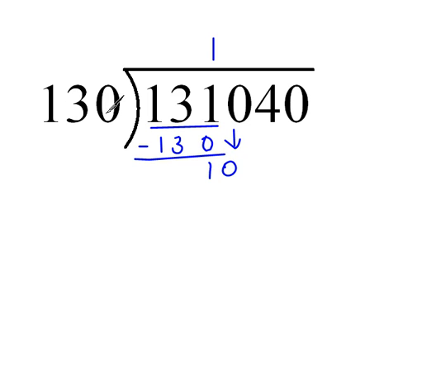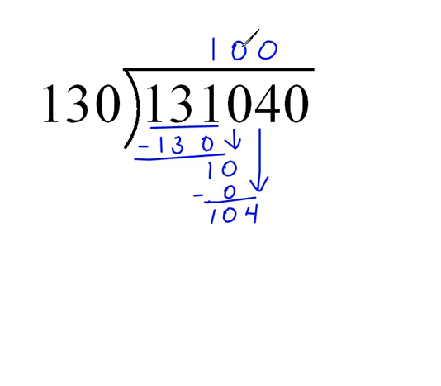So how many times will 130 go into 10? Well, that would be 0 times. 0 times 130 is 0. And then when we subtract, we get 10 left. Now we can drop our next digit, which would be a 4, and begin again. What times 130 would give us 104? Nothing. 104 is too small. So again, it would be another 0.